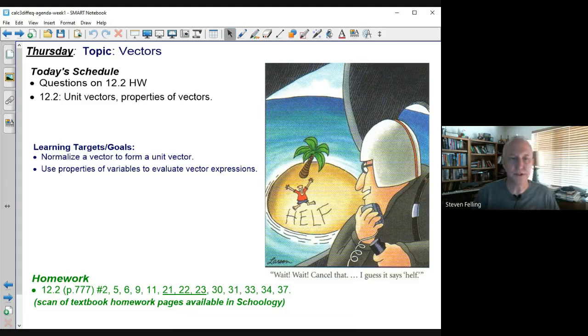Okay, this is the lesson for 12.2, second day. This is a very short lesson. In fact, all these lessons this first week are quite short.